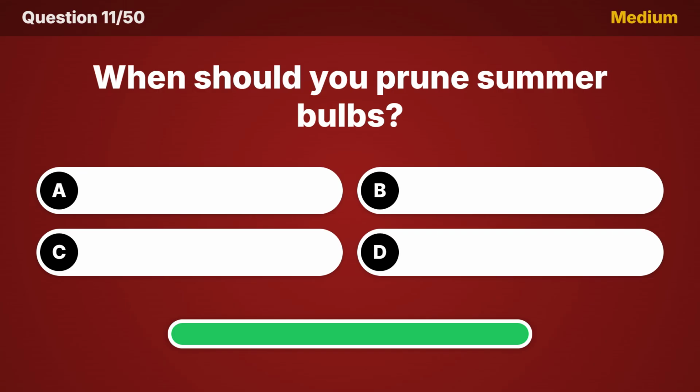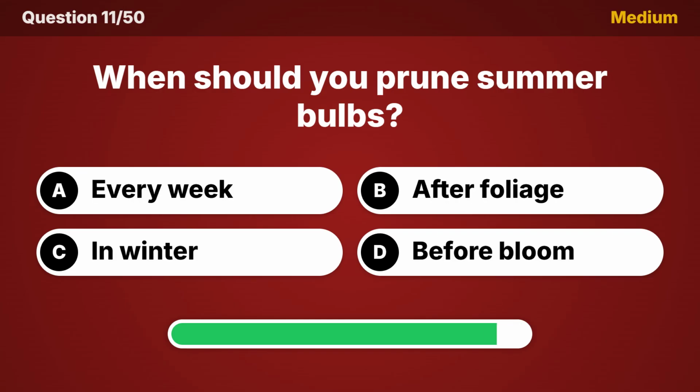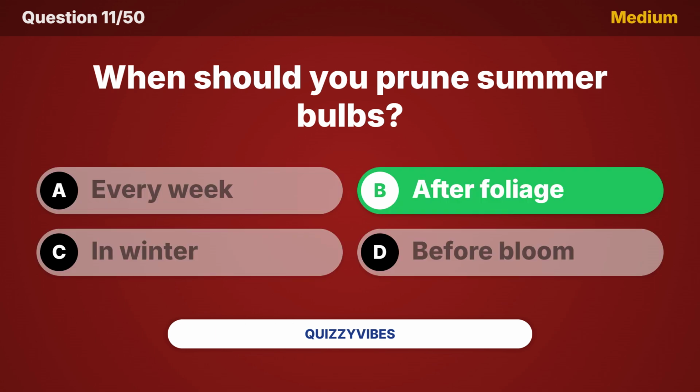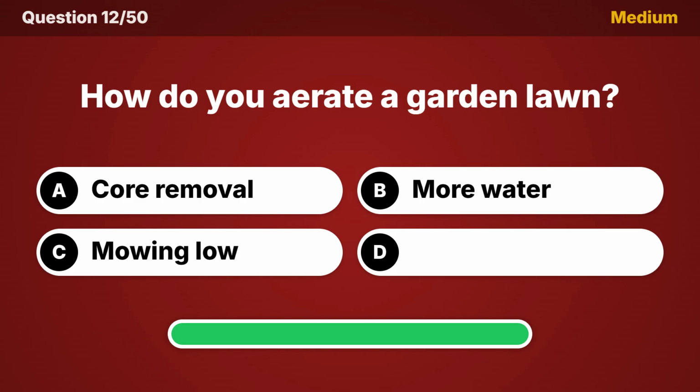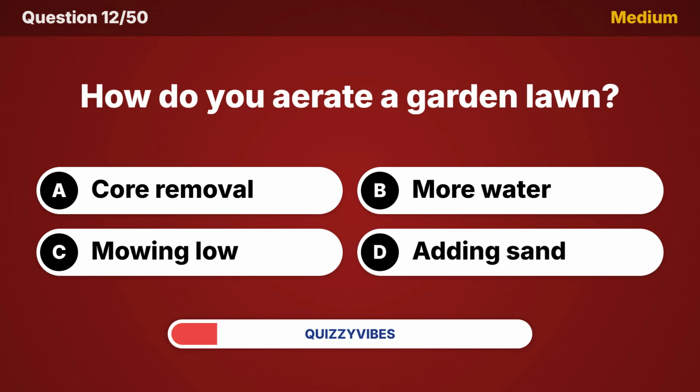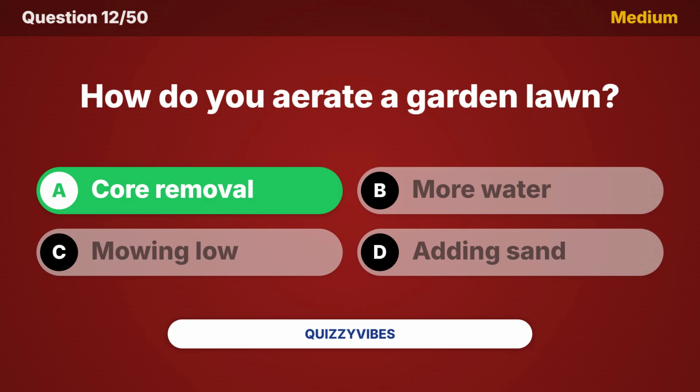When should you prune summer bulbs? The answer is after foliage. How do you aerate a garden lawn? The answer is core removal.